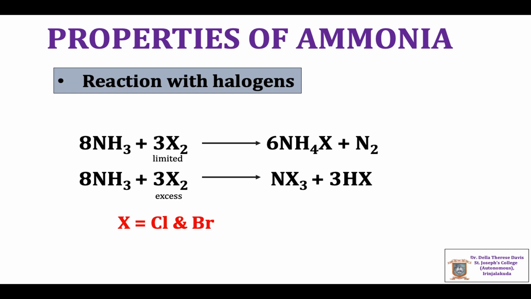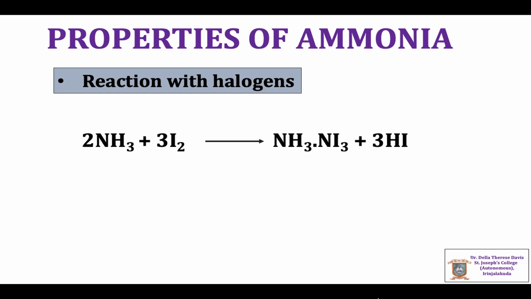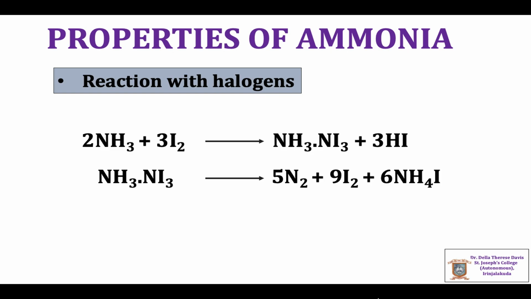If the halogen is present in excess amounts, it will yield the corresponding halogen acid and NX3. The nitrogen trihalide thus formed is very unstable. When ammonia is treated with iodine, a solid adduct NH3.NI3 is formed. And if this solid is struck with something, it will explode to produce iodine vapors, nitrogen, and ammonium iodide.